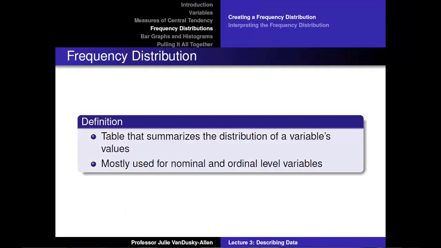While measures of central tendency tell us a typical case of a variable, frequency distributions, bar graphs, and histograms tell us whether most observations of a variable have values that are close to the mean, median, or mode, or spread out away from the mean, median, or mode. A frequency distribution is a table that summarizes the distribution of a variable's values. It tells us how many observations each value takes. It is mostly used for analyzing the distributions of nominal and ordinal level variables.